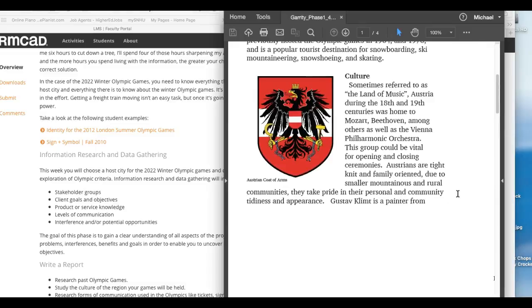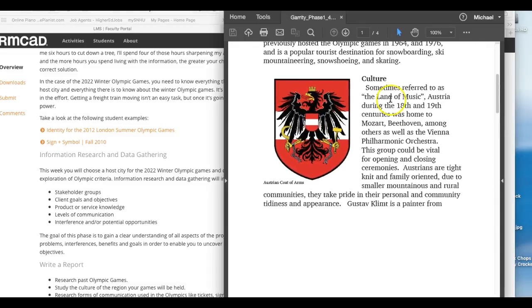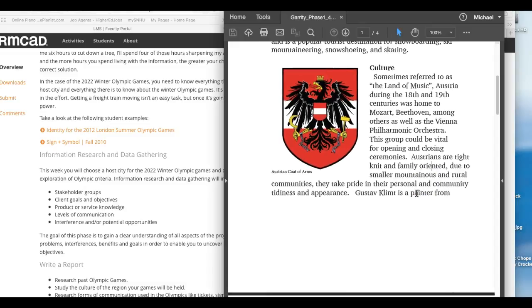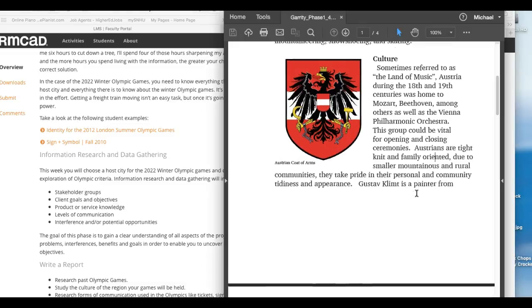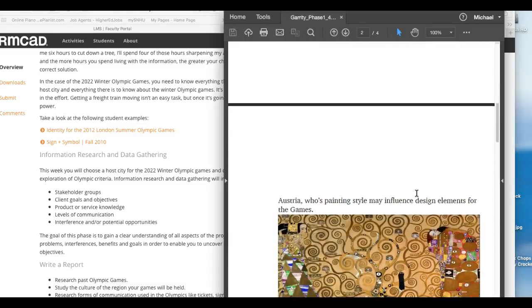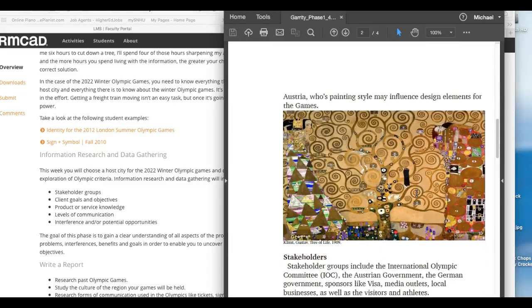I think that really what we need to do is take this culture and peel back the layers quite a bit deeper. I don't think we have quite enough here to really even make a call yet as to what could possibly be the visual direction we're going to take.